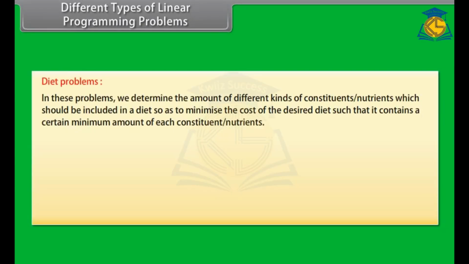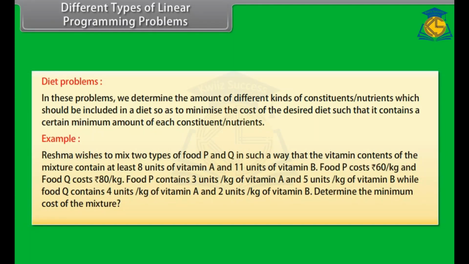Diet problems. In these problems, we determine the amount of different kinds of constituents or nutrients which should be included in a diet so as to minimize the cost of the desired diet such that it contains a certain minimum amount of each constituent or nutrient.